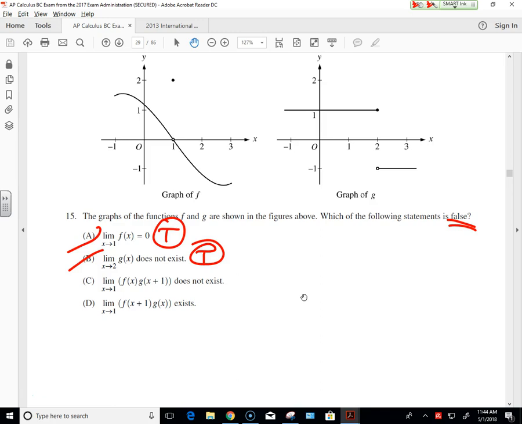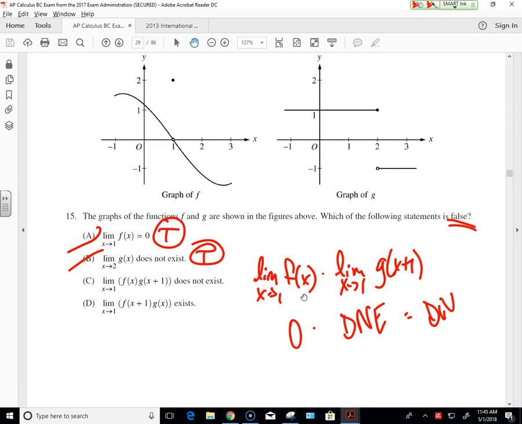For letter C, the limit as x approaches 1. Okay, plug in f of 1 times g of 2. But wait, hold on. It's a limit. I know plugging in is a shortcut, but it's a limit. So when I go to plug in 1, okay, the limit does exist. So I could go ahead and say that the limit as x approaches 1 of f of x times the limit as x approaches 1 of g of x plus 1. This guy is 0 times, okay, let's go over here. Plugging in 1, 1 plus 1 is 2, g of 2. Wait, but the limit does not exist, so therefore this is literally what I would have done. And I would have gotten DNE, and I would have said, oh, does not exist, true. I would have marked him out, pause. I would have kept going.